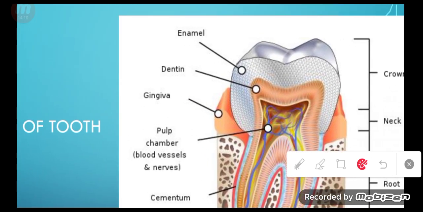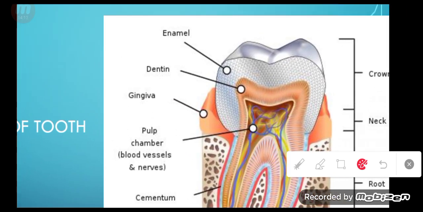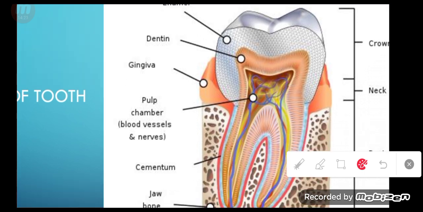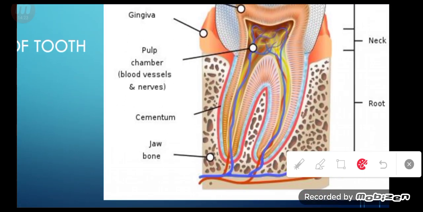Which parts are present in which region? Let us see. Enamel and dentin are present in the crown region. Pulp chamber and gingiva are present in the neck region. Cementum and jawbone are present in the root region.